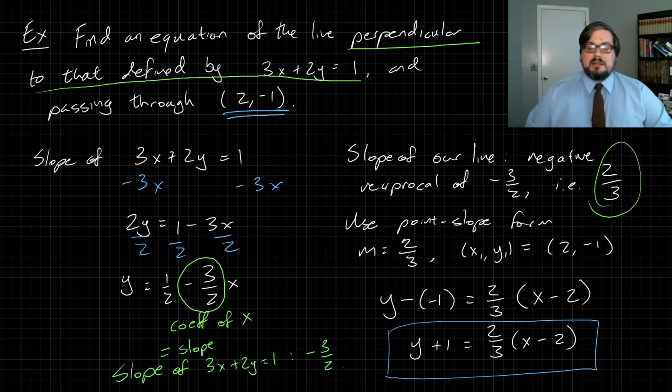Now, some problems will then go further and say, oh, give it to me in slope-intercept form or something like this. If the problem asks you for that, you would simply take this equation and solve it for y. If you solve it for y, then you have it in slope-intercept form.